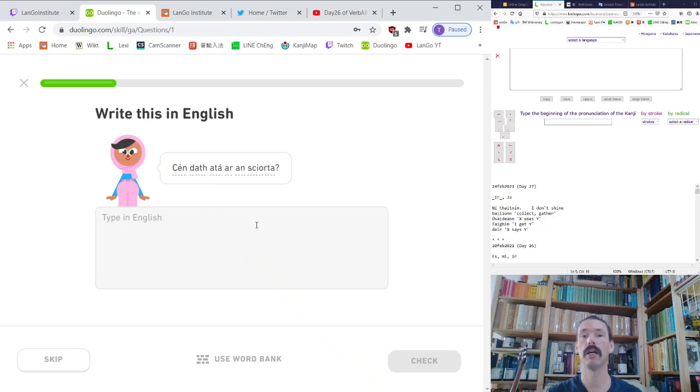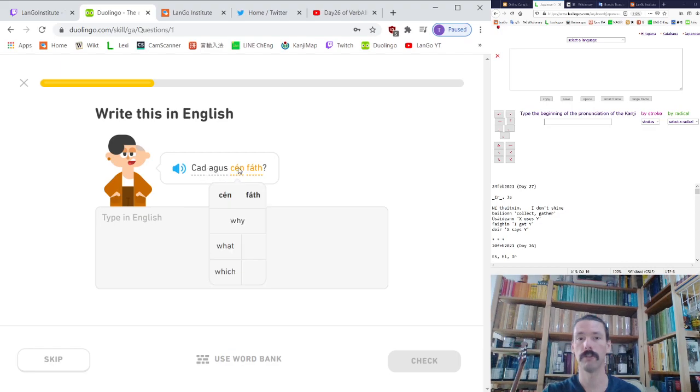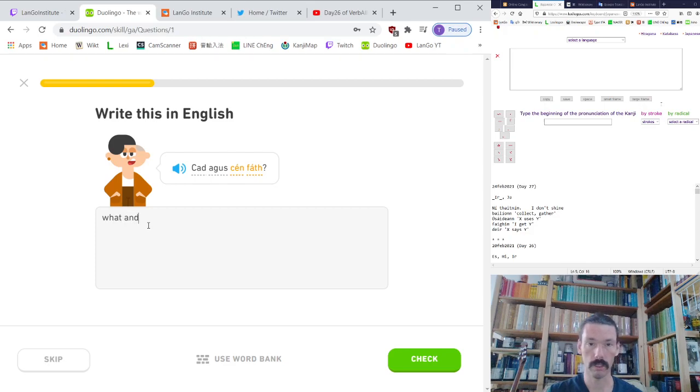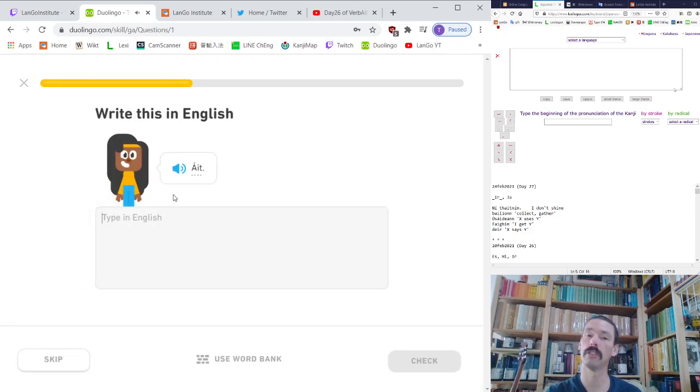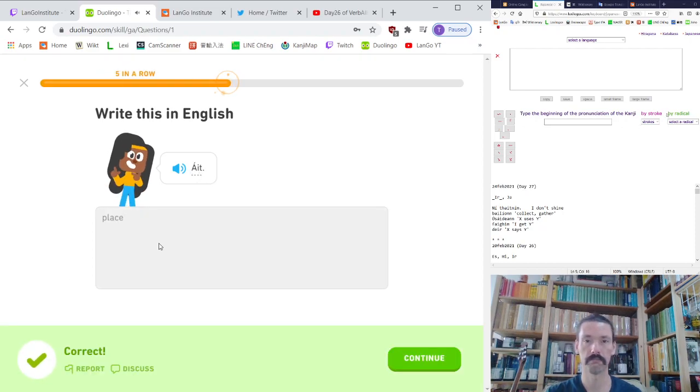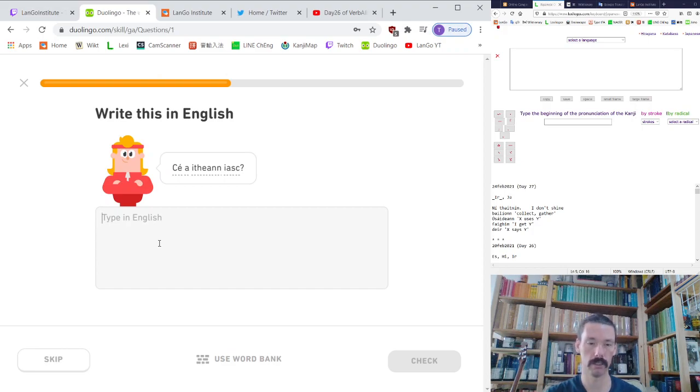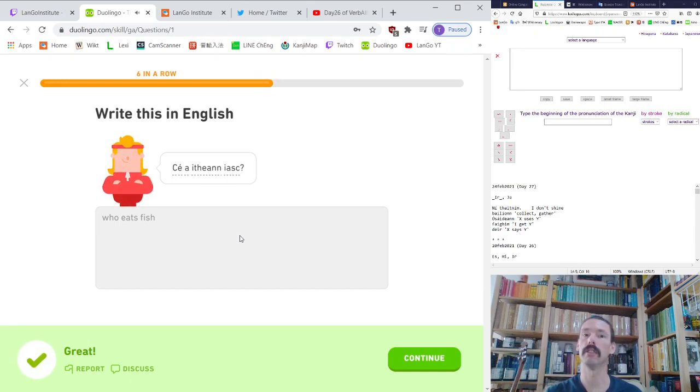Cén dath atá ar an sciorta? Cén dath, which color is upon the skirt? In English, we'll just say, what color is the skirt? Cad agus cén fáth? Oh, cad, what? Cén fáth, why? What and why? Áit. Place. Cé is an... Okay, is this also what? Who? Who eats fish? I think it's not who do fish eat. Who eats fish makes a bit more sense. Ag ithe is like his eating. Yeah, his or her eating fish.